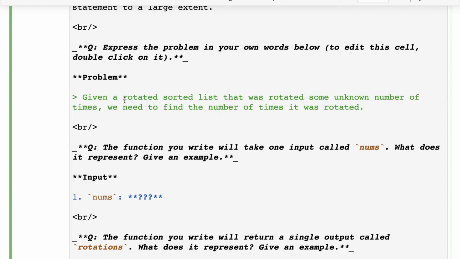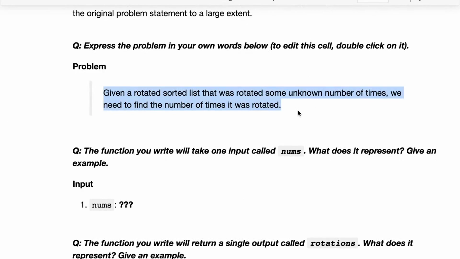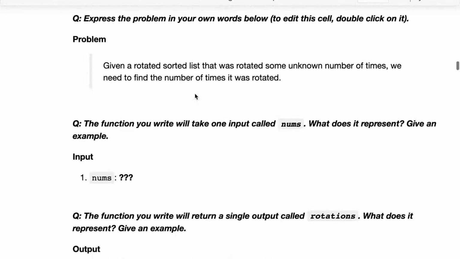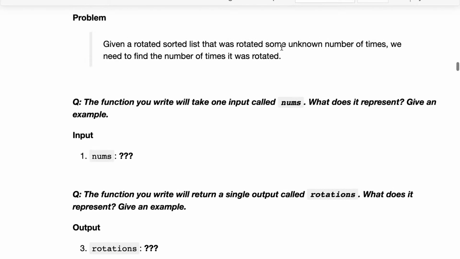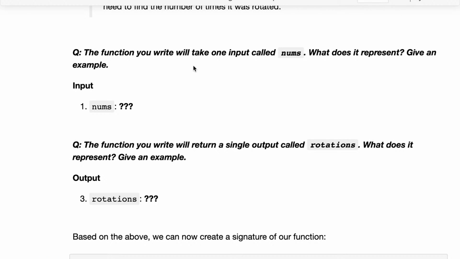Now doing this exercise helps you determine if you've understood the problem correctly. And you may often find that, okay, there's a certain detail in the problem that you missed. Okay, but at this point, I'm happy with my description. And you will see that it is matching the description to a large extent. But it's something that I understand better. So I'll just refer to this from this point. Now I'm assuming here that I know what rotation and sorted means. Otherwise, I could also include those. Then here's a question. The function you will write will take one input called nums. What does it represent? And give an example.